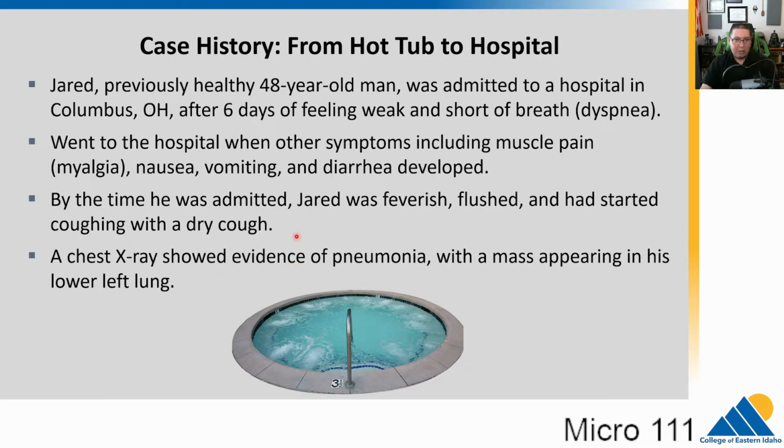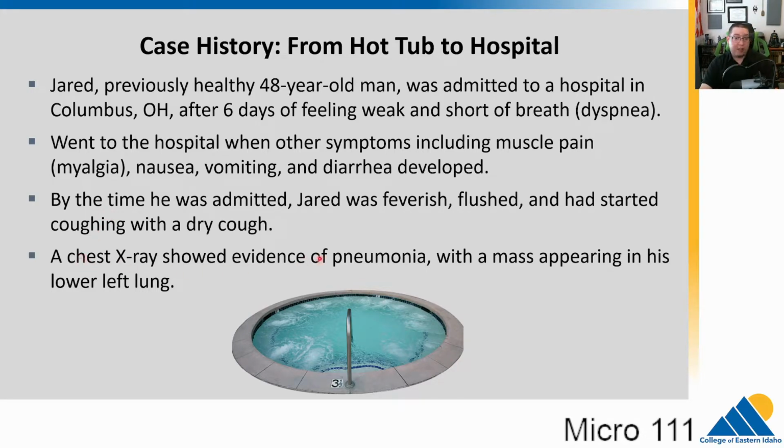All right, let's do a case history here. We have Jared, a previously healthy 48-year-old man, admitted to the hospital after 6 days of feeling weak and short of breath. When he went to the hospital, he had other symptoms: muscle pain, which we call myalgia, nausea, vomiting, and diarrhea developed there. So still pretty general. By the time he's admitted, he's feverish, flushed, and he's got this dry cough going on.